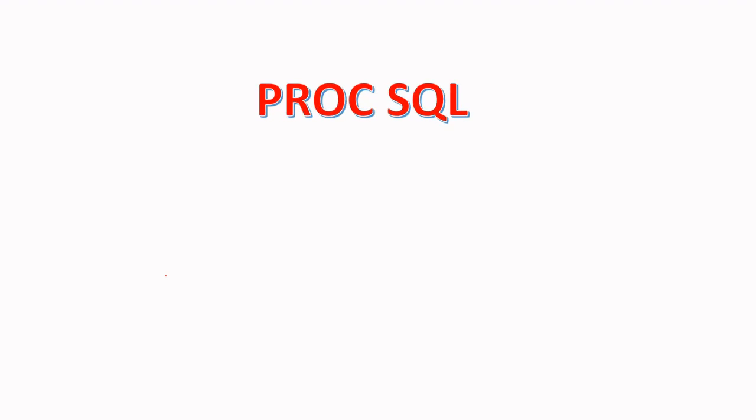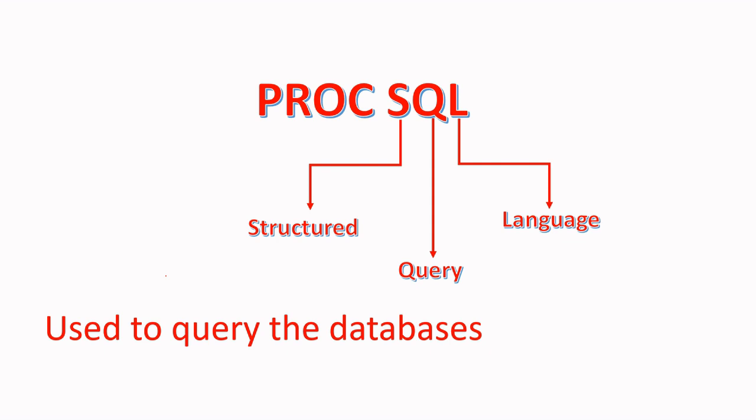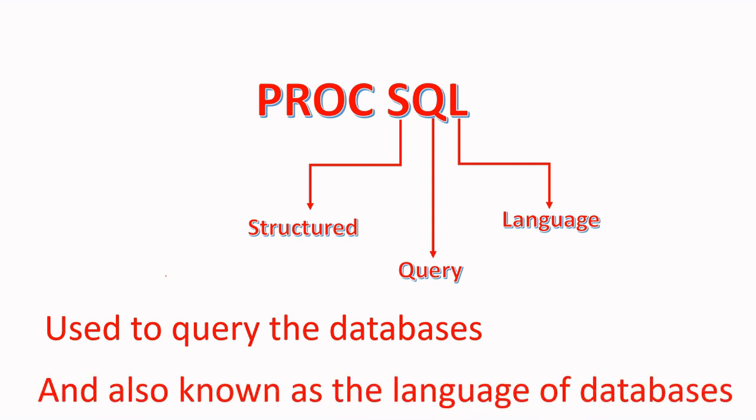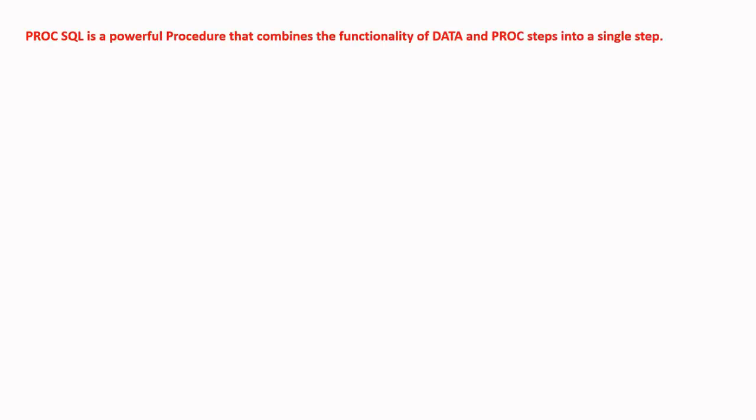Proc SQL, which is Structured Query Language, is used to query databases and is also known as the language of databases. Let's look at the definition. Proc SQL is a powerful procedure that combines the functionality of data and proc steps into a single step. Whatever you have learned till now was either in data steps or in procedures, and Proc SQL combines them both together.